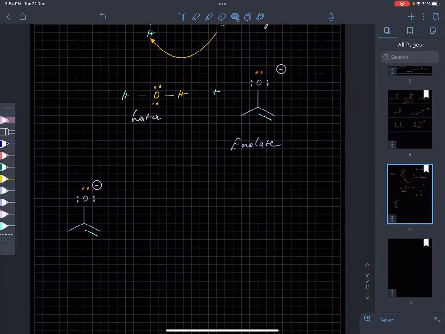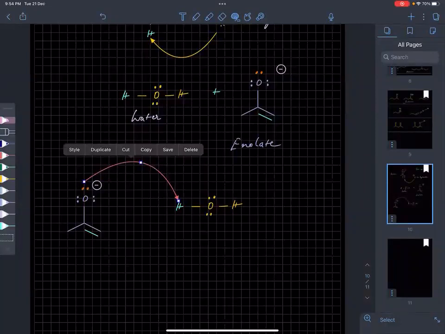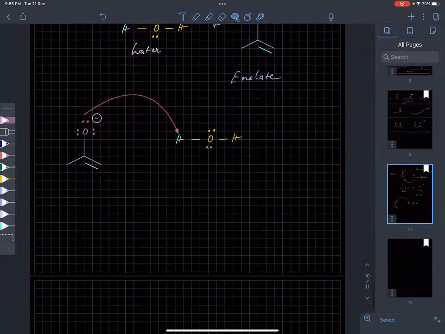So what will happen? This enolate will offer the lone pair to that proton again. And it doesn't need to be this water, it can be some other water molecule also. You are getting my point? That water molecule will go somewhere, but this reaction is happening in water, so it will take another water molecule. Clear?